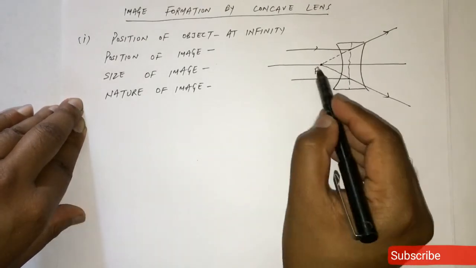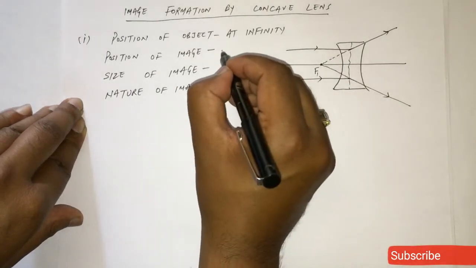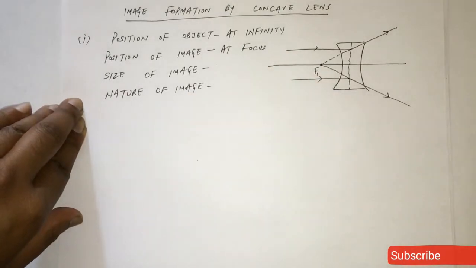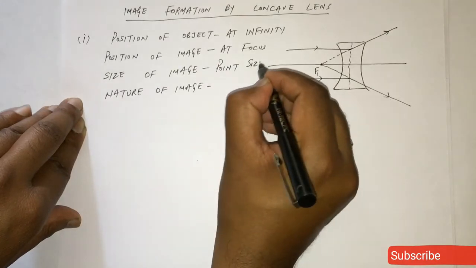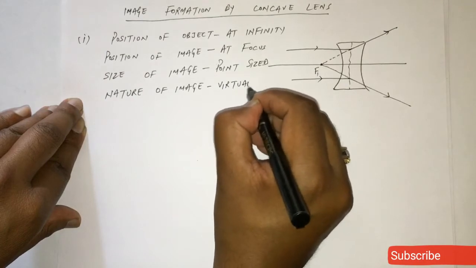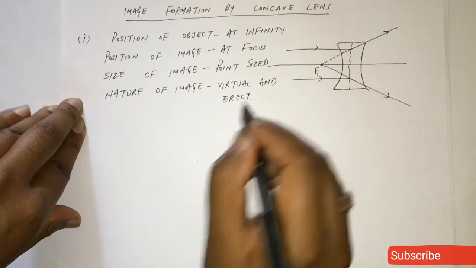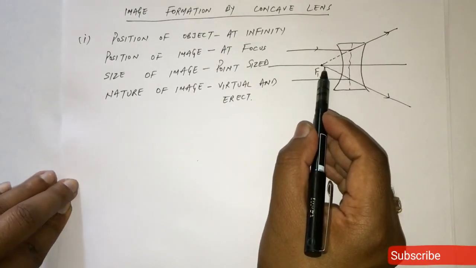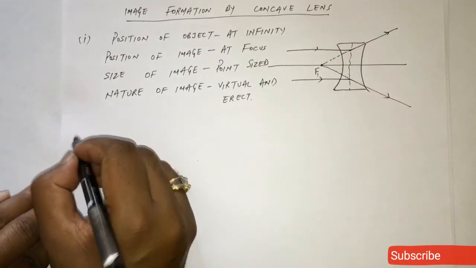Fine. So at this point these two refracted rays will meet, so the image will form at focus. Clear? And the size of image is point size and the nature is virtual and erect. Fine. We can't obtain this image on the screen, so the nature is virtual and erect. Clear? Now case number 2.